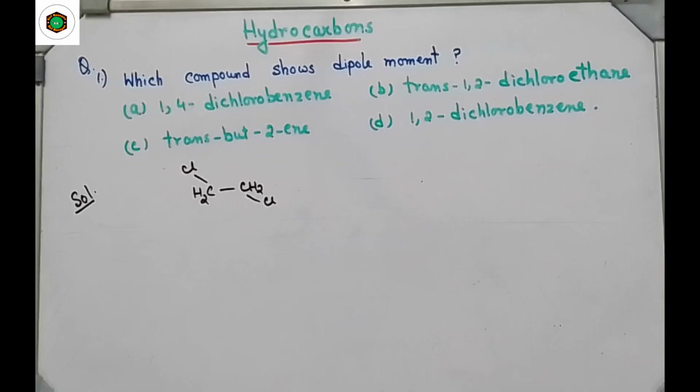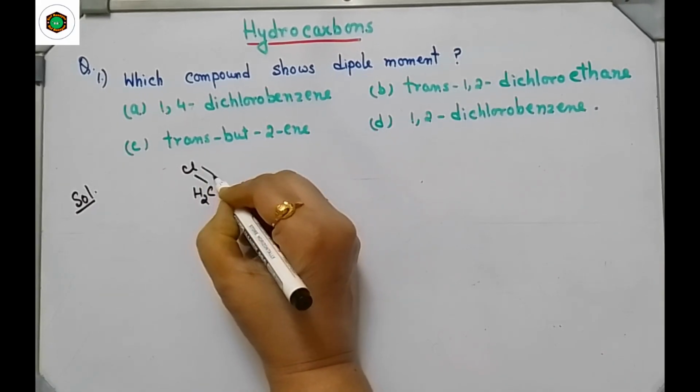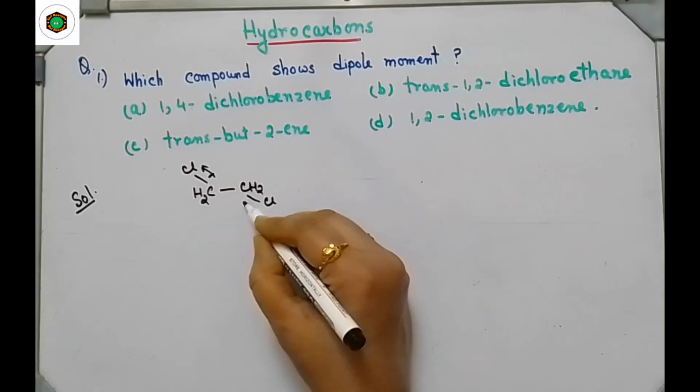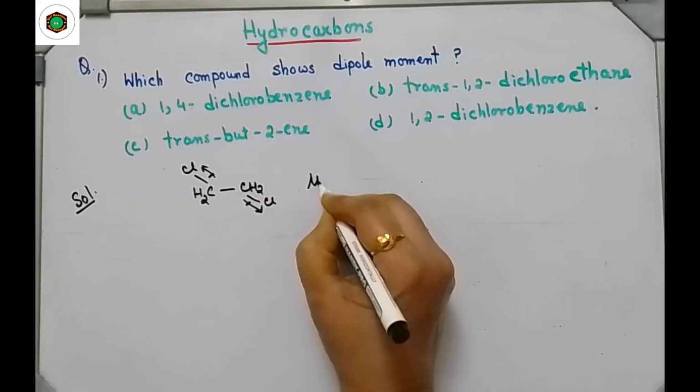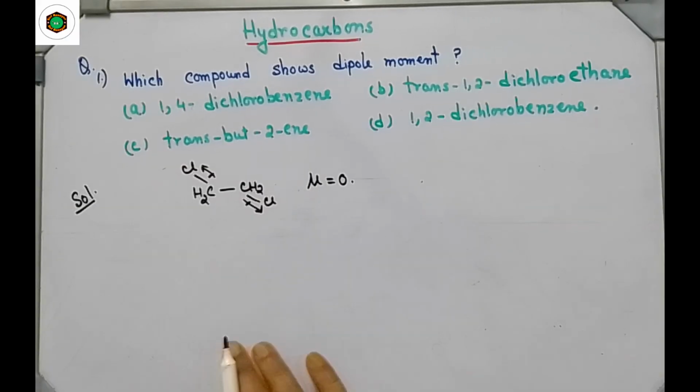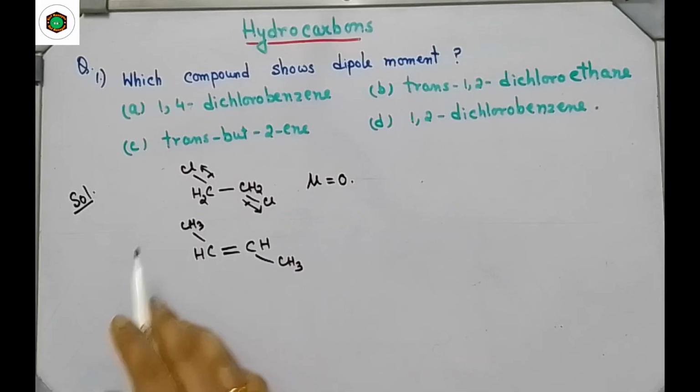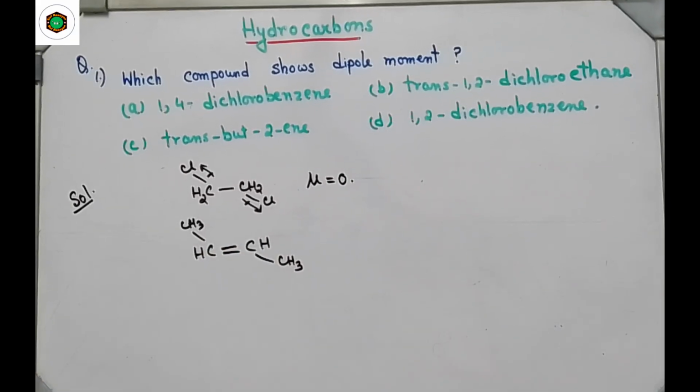This is trans 1,2-dichloroethane. The bond moment of this and the bond moment of this cancel each other. This has symmetry, so here also the dipole moment is 0. This is a non-polar molecule. This is trans butene.